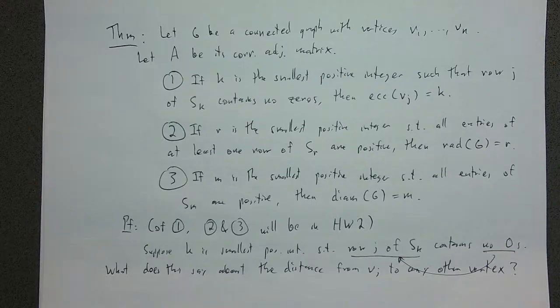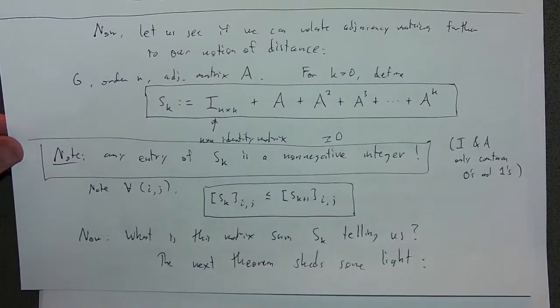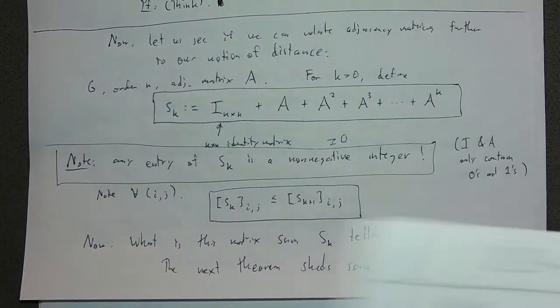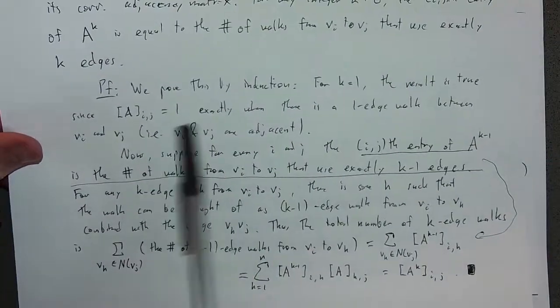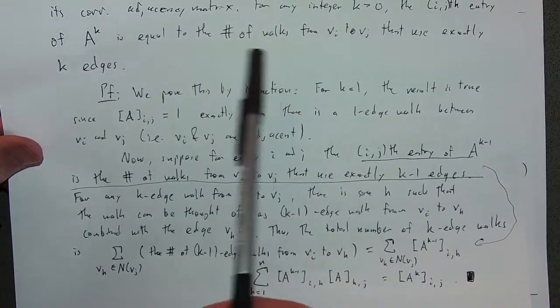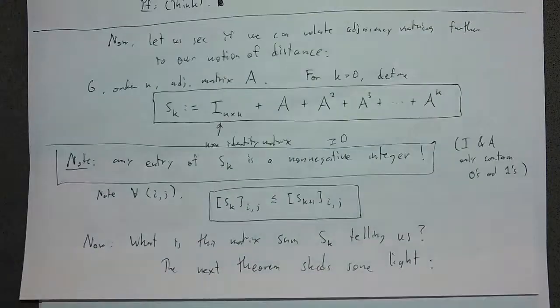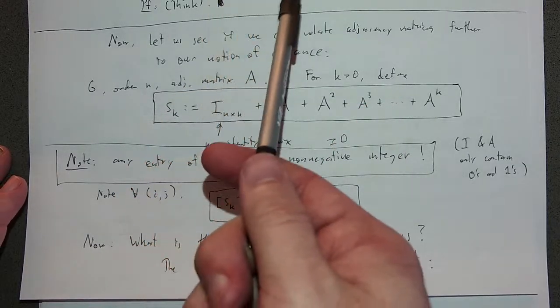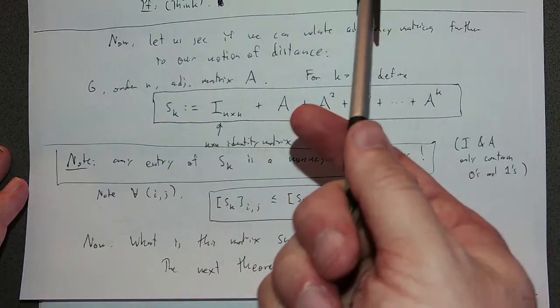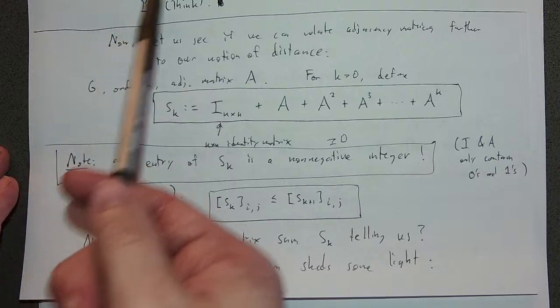I'm going to bring S sub k back on the screen. Here it is. Recall from the previous theorem that the ijth entry of A to the k is the number of walks from v sub i to v sub j that use exactly k edges. This corollary told us that if you have a distance x between vertices vi and vj, then the entries of A to the k are 0 for any k up to x, right?